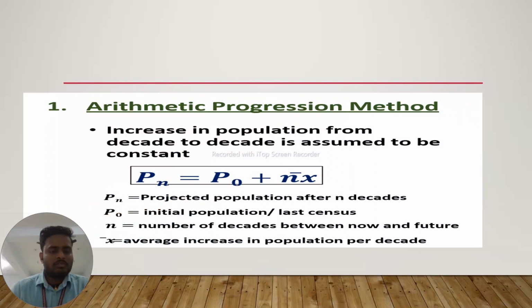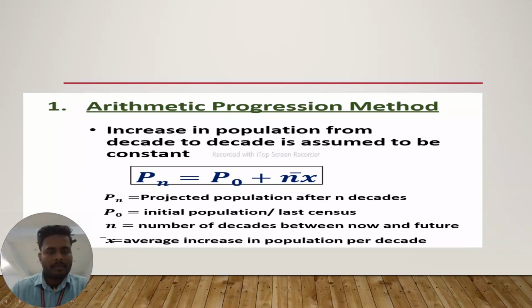First we will study the arithmetic progression method. So what is the arithmetic progression method? Now, increase in population from decade to decade. So what do you mean by decade to decade? Ten years we mention as one decade. So the increase in population from decade to decade is assumed to be constant, right? First we have to understand this definition: increase in population from decade to decade is assumed to be constant.